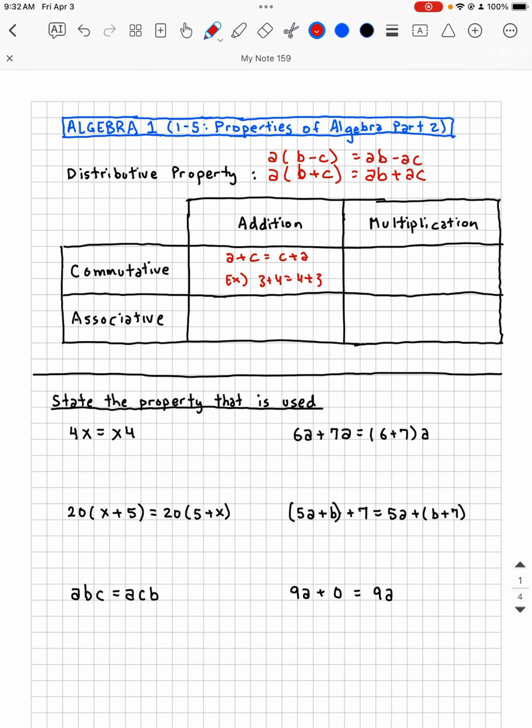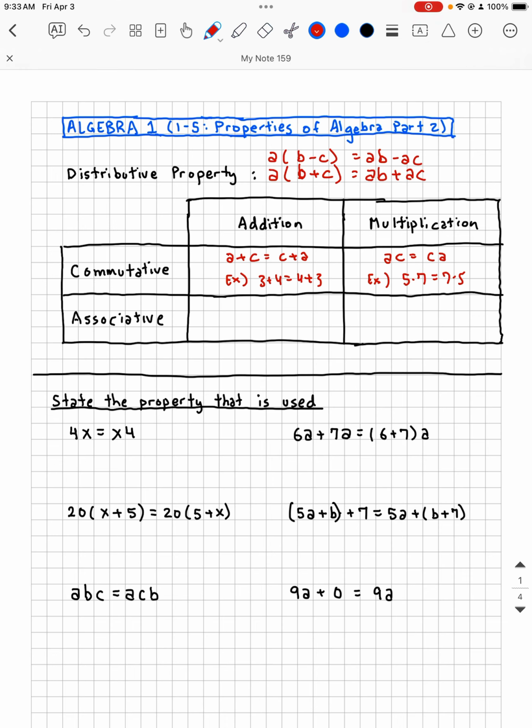For the next one, commutative for multiplication, it's kind of the same idea. If you take any 2 numbers and multiply them together, you can just flip the order. So A times C is equal to C times A. An example of that is 5 times 7 is the same thing as 7 times 5. Now, for commutative, the best way I can think of it is that it's commute, meaning you're supposed to move 2 things. Notice how A and C swap positions, so that's how I can remember that it's commutative.